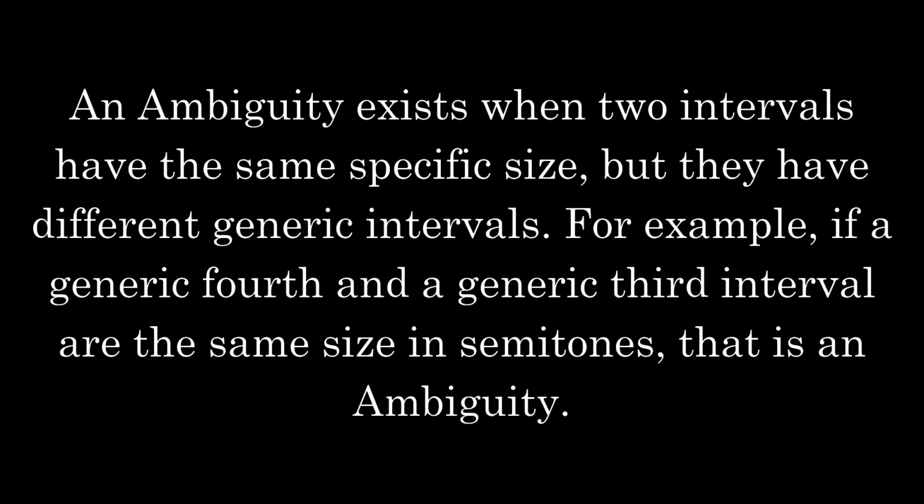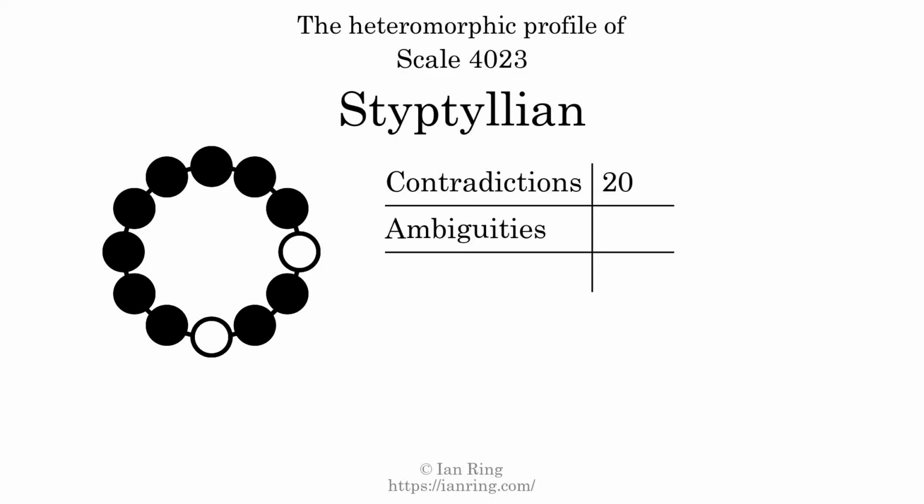An ambiguity exists when two intervals have the same specific size, but they have different generic intervals. For example, if a generic fourth and a generic third interval are the same size in semitones, that is an ambiguity. The number of ambiguities in this scale is 154.